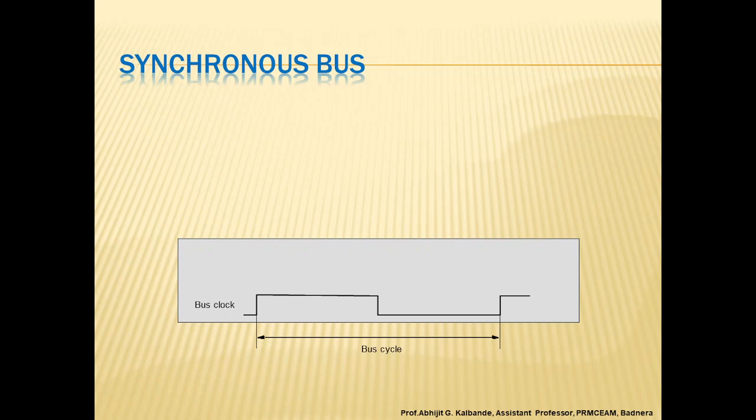In a synchronous bus, all the devices derive the timing information from a common clock line, whose equally spaced pulses define equal time intervals. Each interval constitutes a bus cycle during which one data transfer can take place.